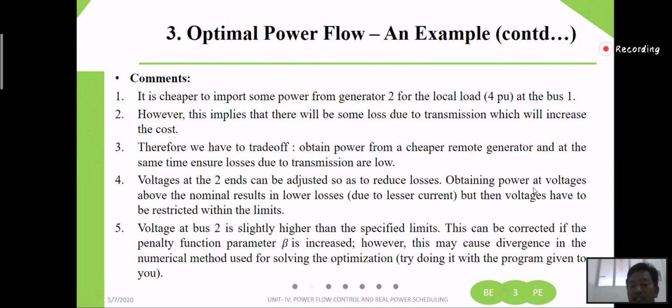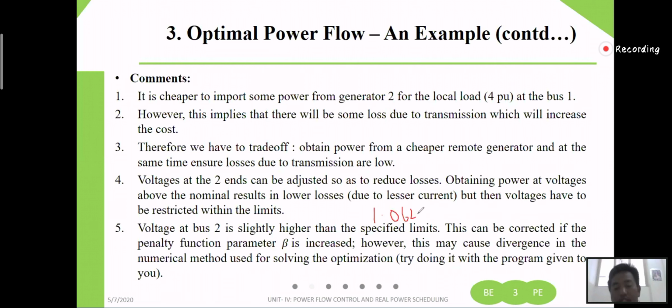But obtaining power at voltages above the nominal results in lower losses due to lesser current, but then voltage has to be restricted within the limits. So now when we say that we can adjust the voltage at both the buses and try to reduce the losses, you have to be mindful that it should be within the range or the limit which has been specified. So in our problem, voltage at bus 2 is slightly higher than the specified limit. Okay, bus 1 we don't have a problem, but bus 2 is higher than the specified limit.